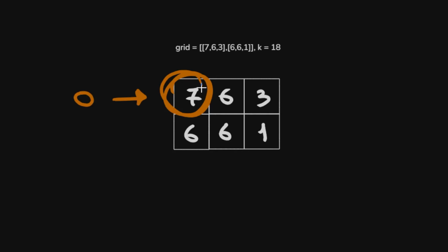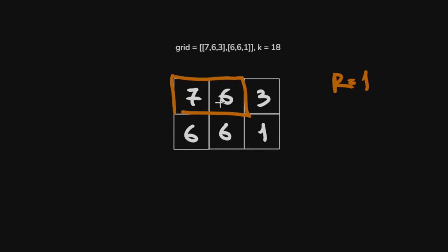Well, we can try each one. We can go one by one. We start with this cell, and here the sum is 7. 7 is smaller than 18, so we can add 1 to the result. Now we can continue with these 2 elements. Here the sum is 13, which is smaller than 18 also, so we add 1 to the result, and this is 2. Next, we can try with these 3 elements. Here the sum is 16, which is smaller than 18, so we add 1 to the result, and this is 3.